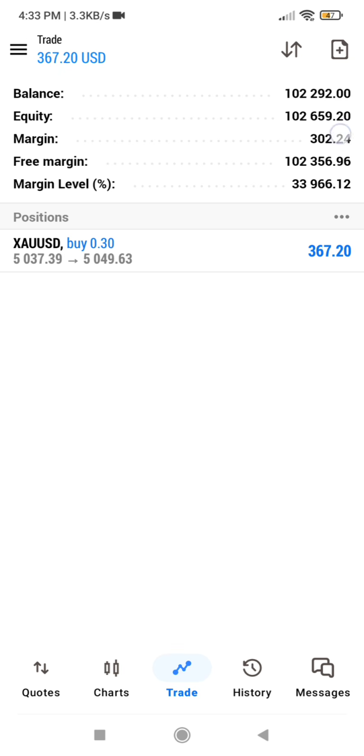So since I need 302 and I have 102,300 remaining, it means 302 plus another 302 plus another 302, I keep opening these positions like that. So 0.3 lots on gold requires 302. First position. Second position that I want to open will require another 302. So it will keep going like that until you have used up the whole of the free margin, which is the free balance that is remaining for you to use.